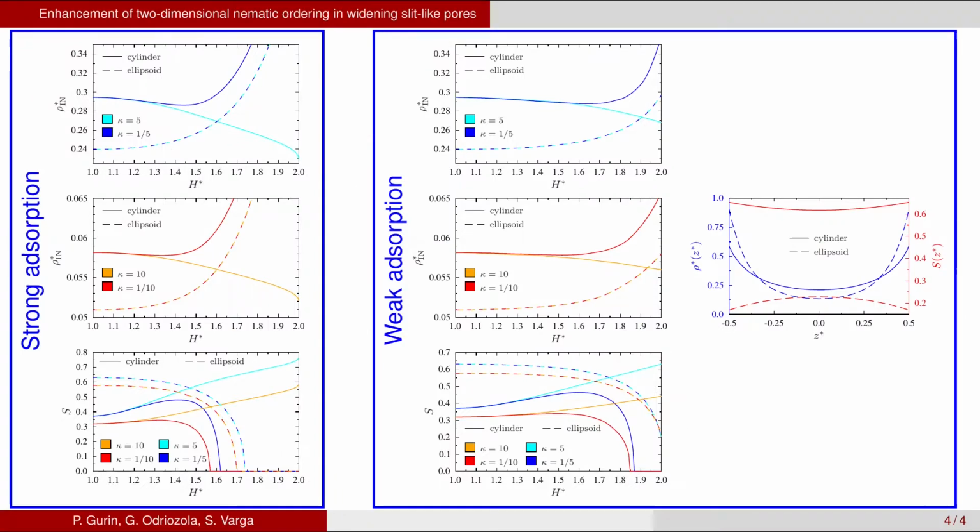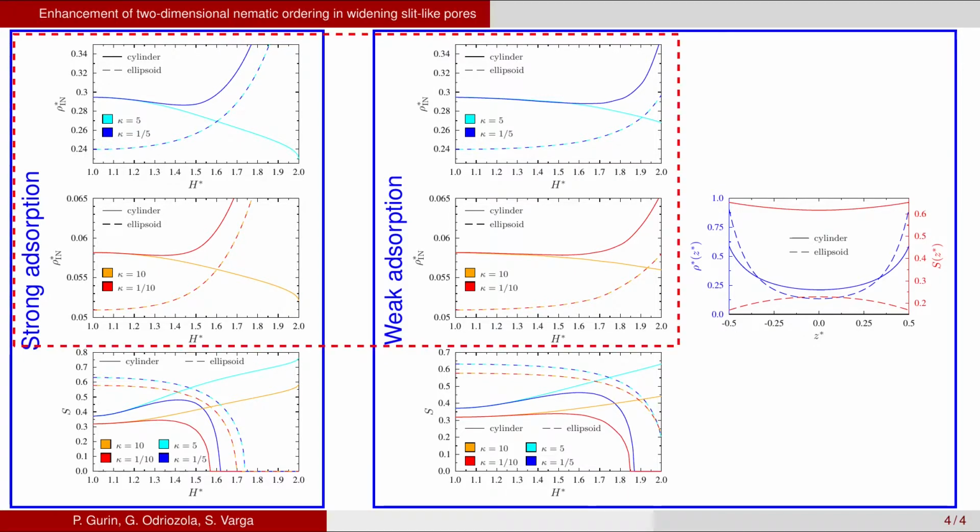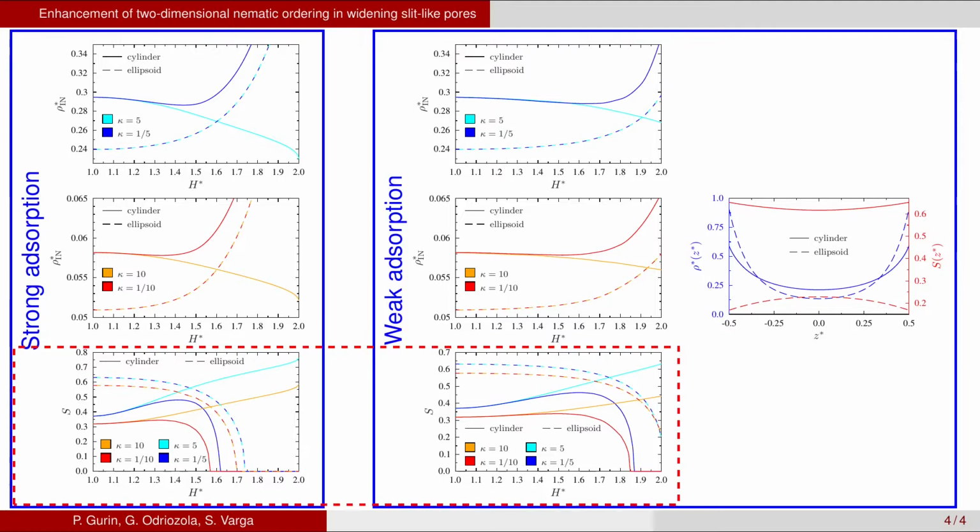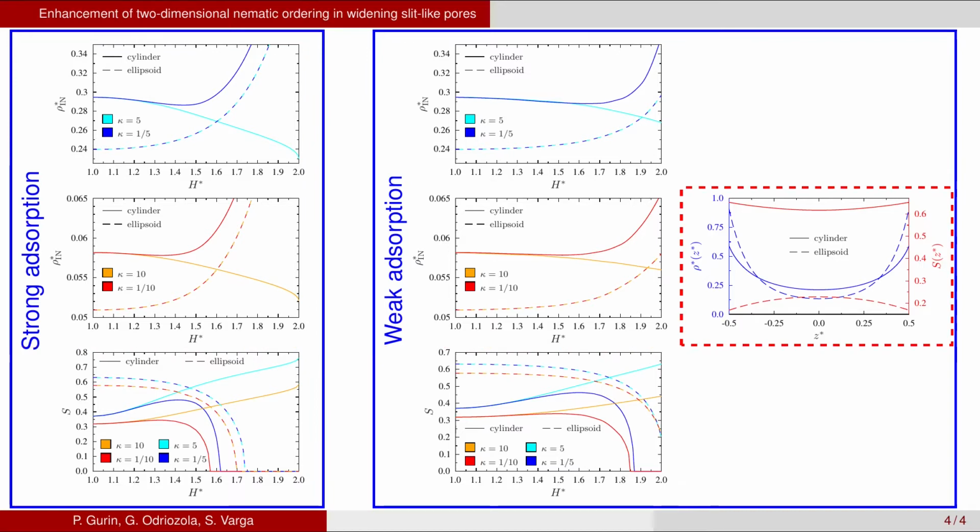Therefore, we employed the second virial density functional theory to study the different systems. We derived the isotropic-nematic phase boundaries and the nematic order parameter as the function of the pore width for different aspect ratios, both in the strongly and in the weakly adsorbing cases. Moreover, in the latter case, the local density and the local nematic order parameter profiles were also computed.